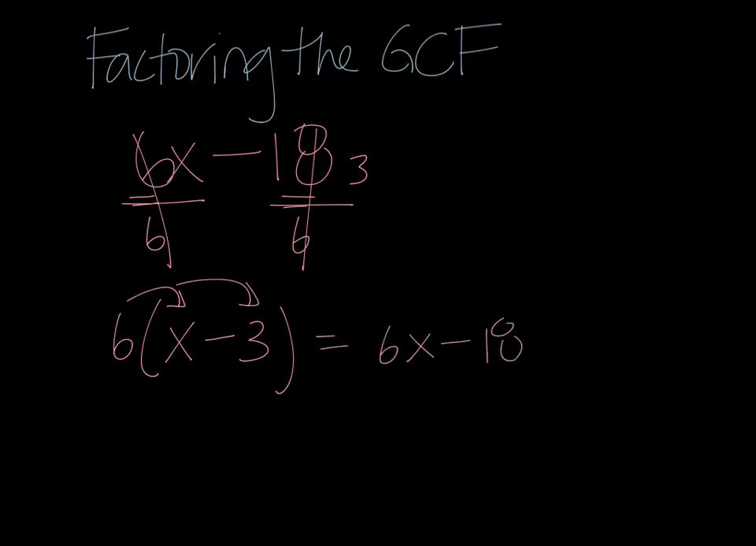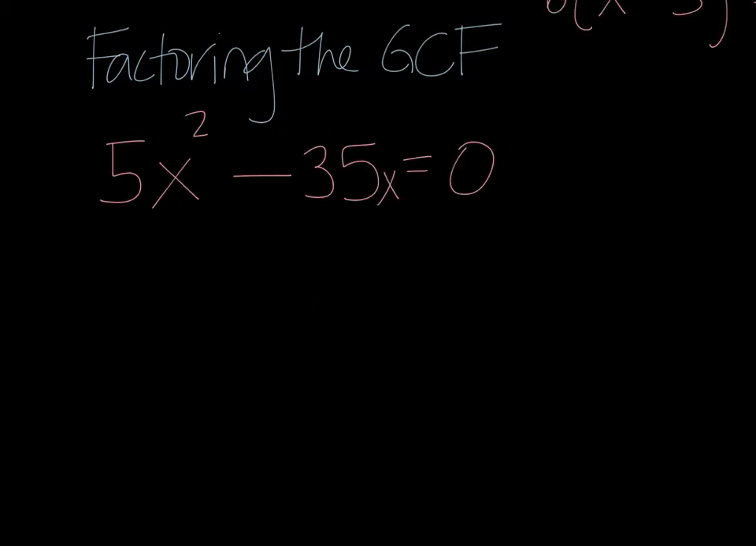They're both equivalent. So what we want to do, anytime we have x squared and x in our problem, we're going to want to set the entire thing equal to 0 and then factor the greatest common factor. So let's say you have 5x squared minus 35x is equal to 0. Step 1, we're going to set it equal to 0. Oh, check, it's already done. Step 2, we are now going to factor using the greatest common factor.